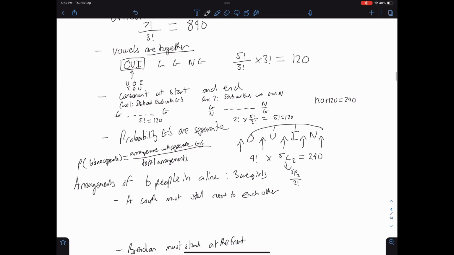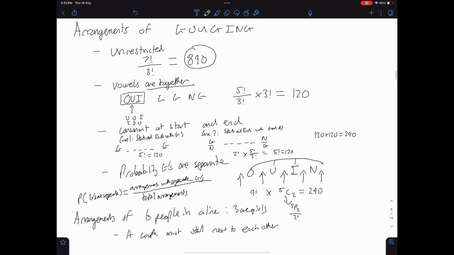And now over total arrangements, and remember, these are our total arrangements, which is 2/7.